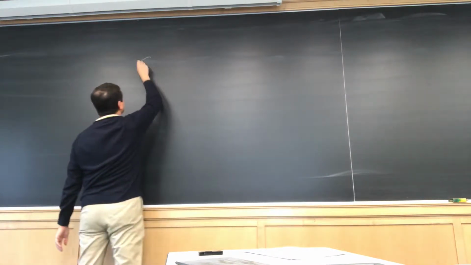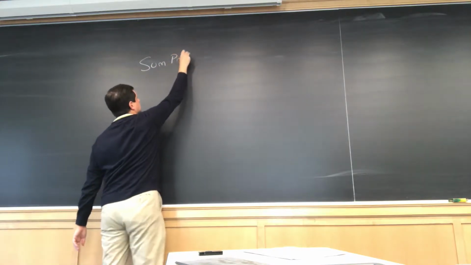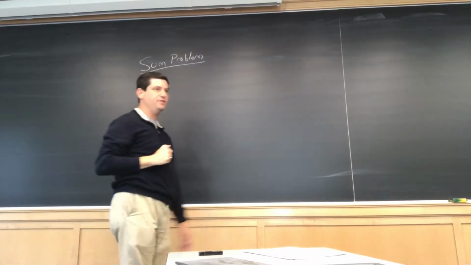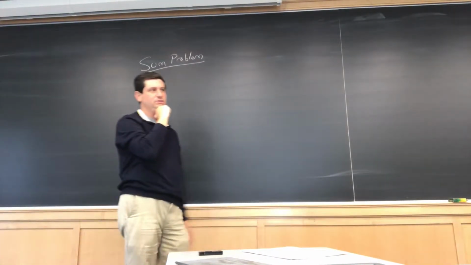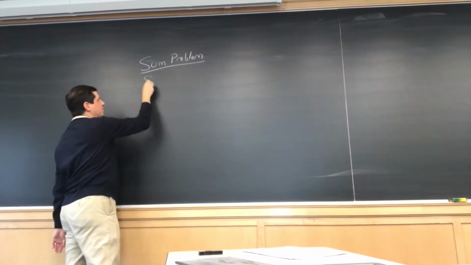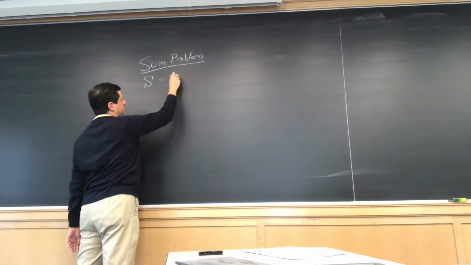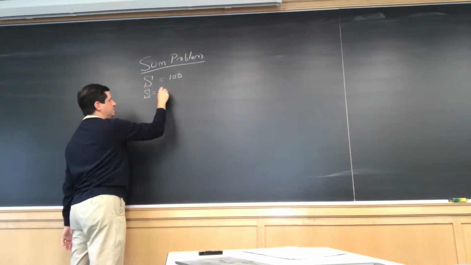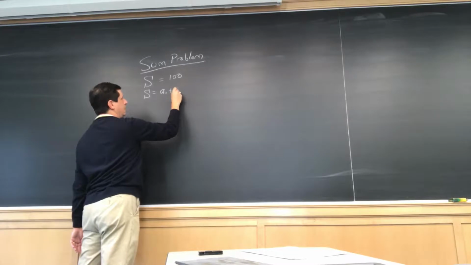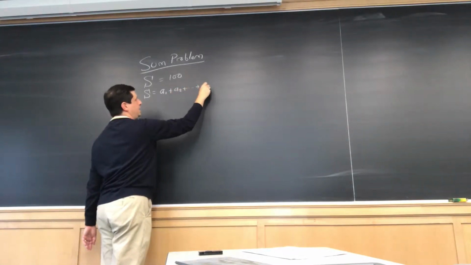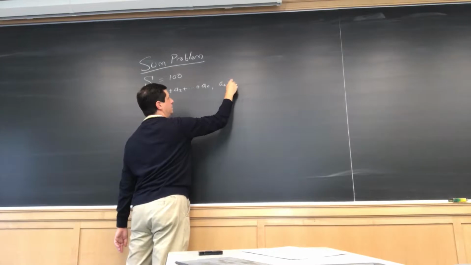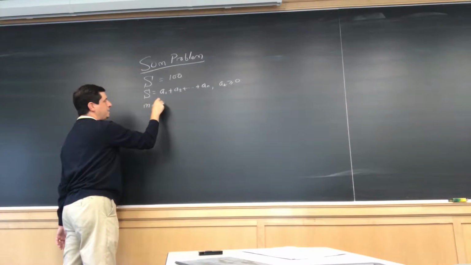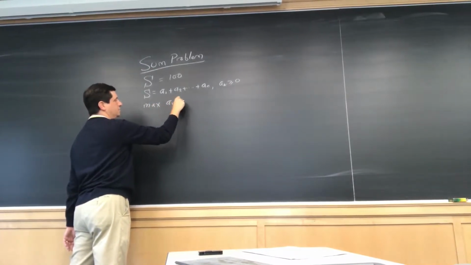So let's do the sum problem. To do this properly requires us to use almost everything we've done from Calc 1 to 3. Let's assume we have some number s, which is a sum. Maybe s is equal to 100, but you can do it more generally. I want to write s as a1 plus a2 plus ... plus an, and I want each ak to be greater than or equal to 0. And I want to maximize the product of the a's.